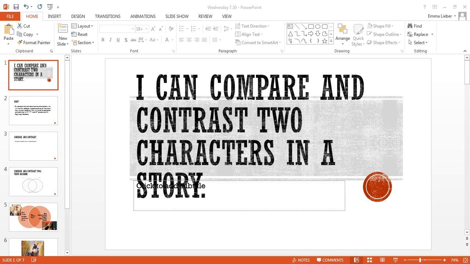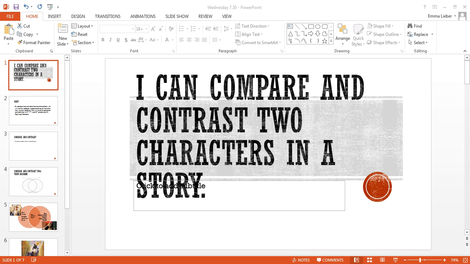Because by comparing and contrasting characters, we'll be able to have a deeper understanding of the story that we're reading, and we will have to compare and contrast in 6th, 7th, and 8th grade, as well as in top high schools. This is a really important skill to have. So, what are we doing when we're comparing and contrasting?